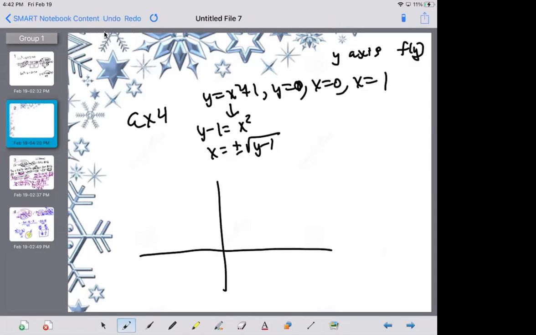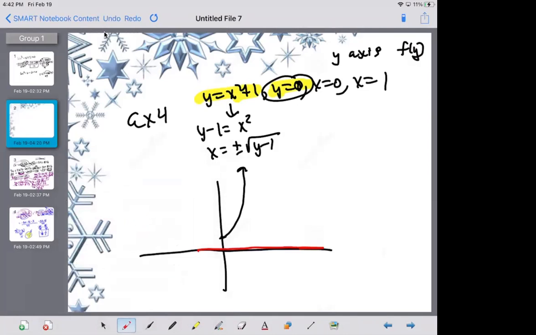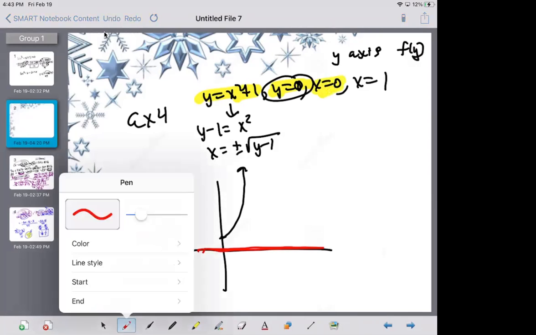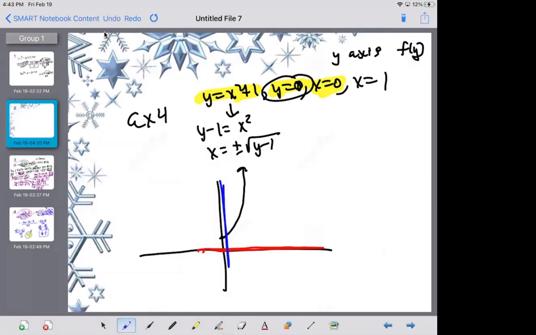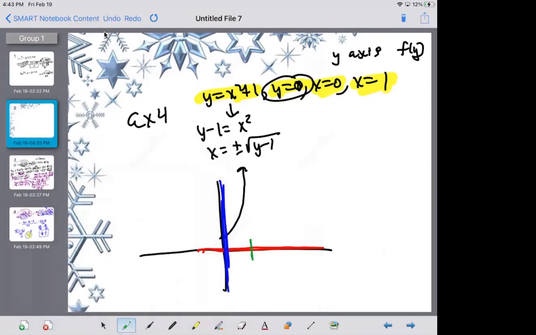Well, first of all, I'm going to graph it using this because I'm more familiar with it. And x squared plus 1 looks like this. Y equals 0 is the x-axis. X equals 0 is the y-axis. And x equals 1 is this vertical line over here in green. I guess we'll do it this way.